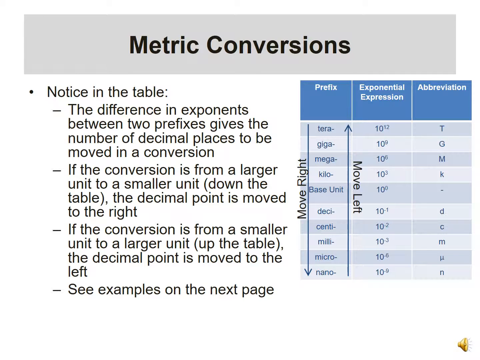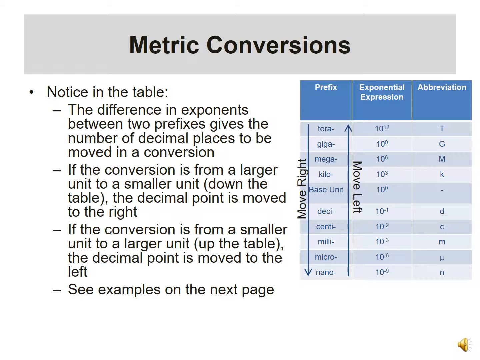So if you look at metric conversions, I made a little table here to give you an idea of what we're doing directionally as we go up and down this table. We'll have the large units at the top and the small units down at the bottom. So if I'm in a smaller unit and I want to go up to a larger unit, looking at the arrow, I'm going to move the decimal point to the left to make that conversion.